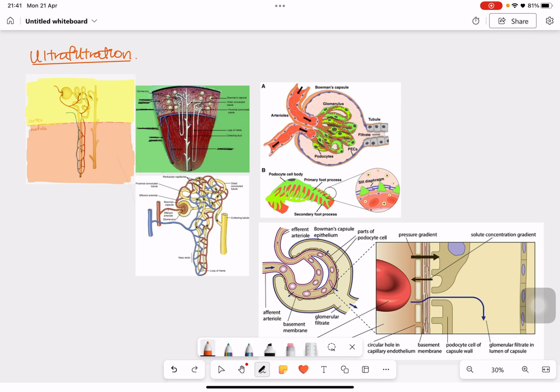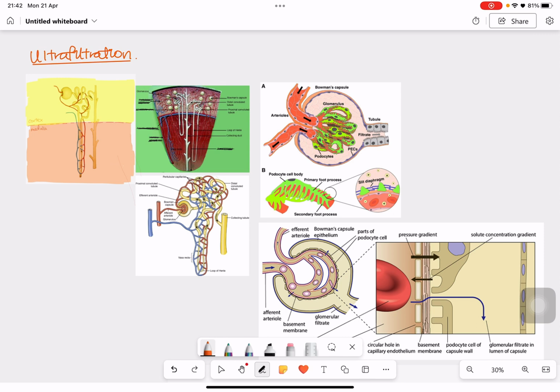So today we're talking about two things. The first one is the nephron structure, and the second one is ultrafiltration. This is a part of the chapter called homeostasis, and to be specific, I'm looking at osmoregulation, specifically on the kidney part. So here I'll be talking about the nephron structure first.